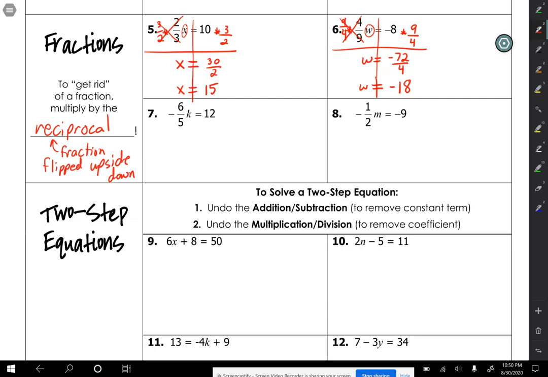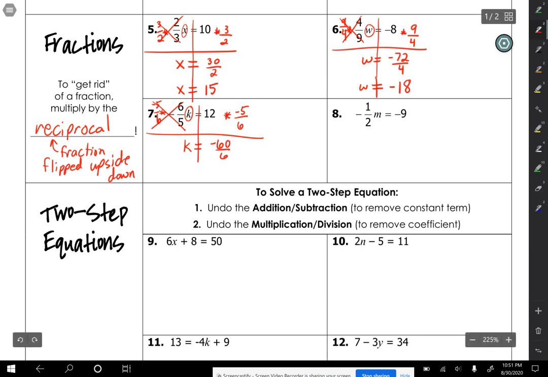All right, number 7. -6/5 times k equals 12. To get k by itself, we need to multiply by -5/6 on both sides. It doesn't really matter where the negative goes as long as it goes somewhere. Okay. The numbers are going to cancel out over here, leaving me with k equals 12 times -5 is -60 divided by that 6 from above. Reduce my fraction, it is -10 for our final answer.